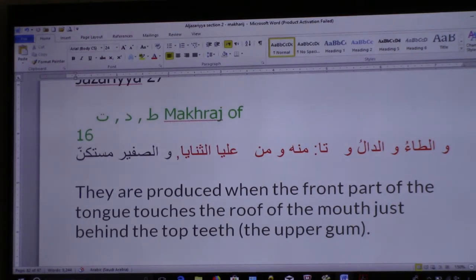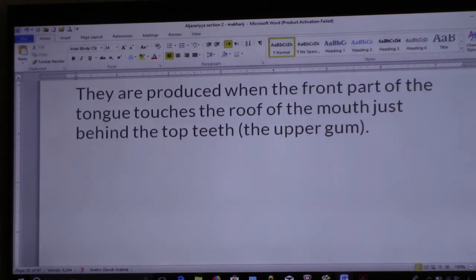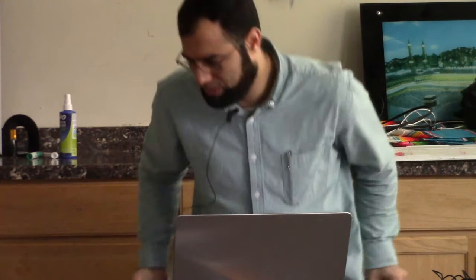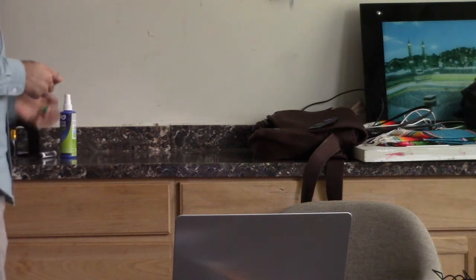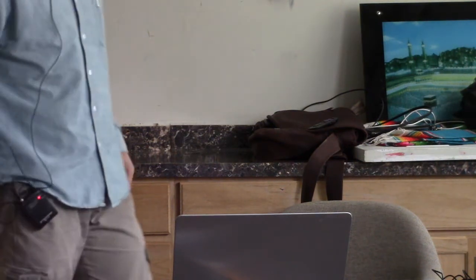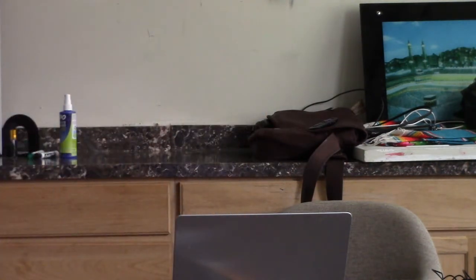Okay. So, ta, dal and ta, where are they produced? They are produced when the front part of the tongue, we're talking the front part, not the tip, right? You remember, we showed this so many times. This is the tongue, this is the front part. Now we're using this whole front part in these 3 letters. Do you notice that Imam Ibn al-Jazari is going in order? What did he start with? The letters. He started from here, from the halq, from the jawf.